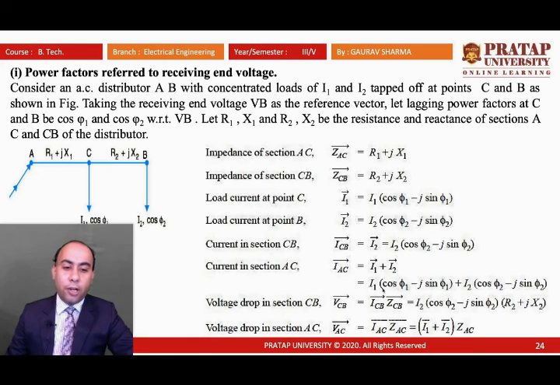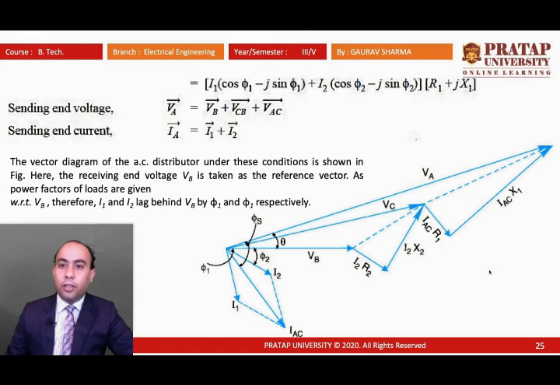The current in section AC is I1 plus I2. Here the voltage drop in section CB is VC = ICB ZCB, and now we can calculate the voltage drop in section AC. So now the sending end voltage and sending end current we calculate by these vector equations.